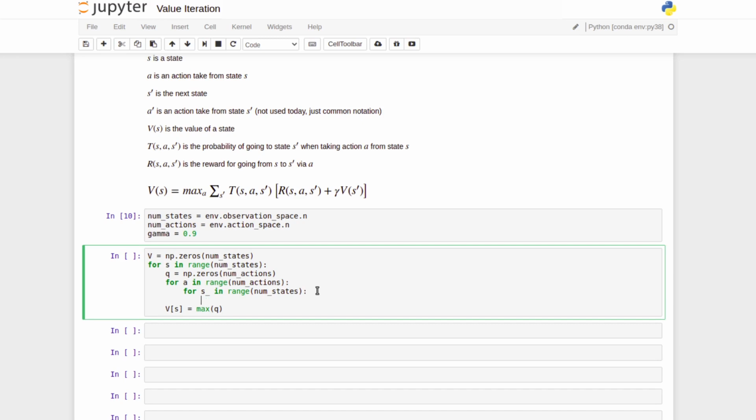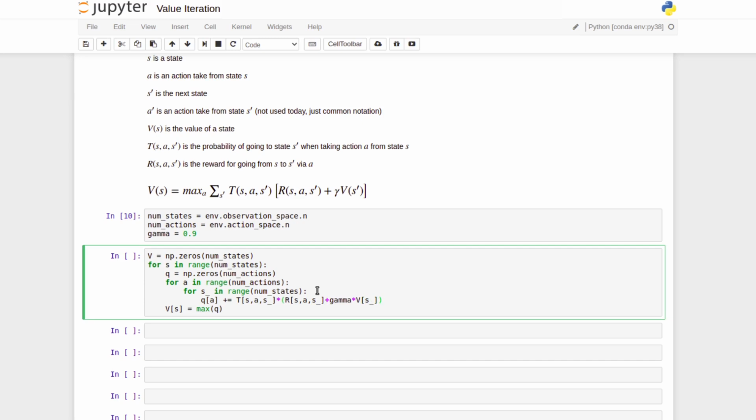And then we want to do this calculation where we say that Q for a particular action is going to be increased by T of S, A, S underscore times this equation, pretty much copied almost directly as it's written above. S, A, S underscore plus gamma times V of S prime, or S underscore.